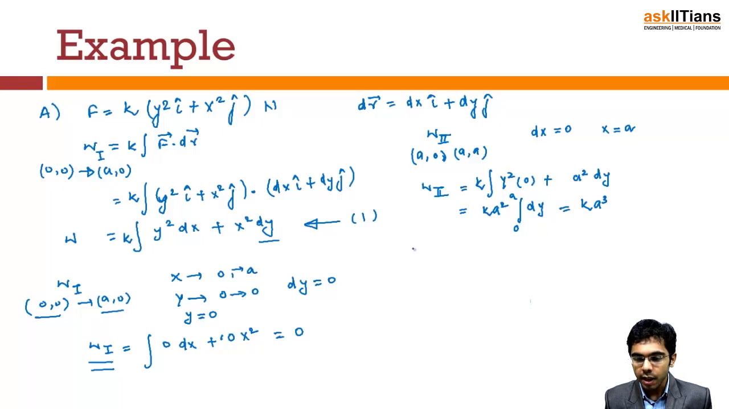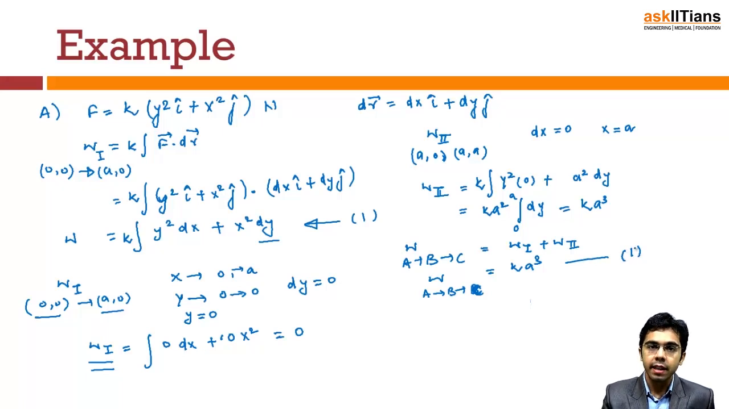So therefore, we can say work done going from A to B and B to C will come out to be W1 plus W2, so this will come out to be k a cube. So work done going from A to C along B is coming out to be k a cube. Let's take it as equation number 1.